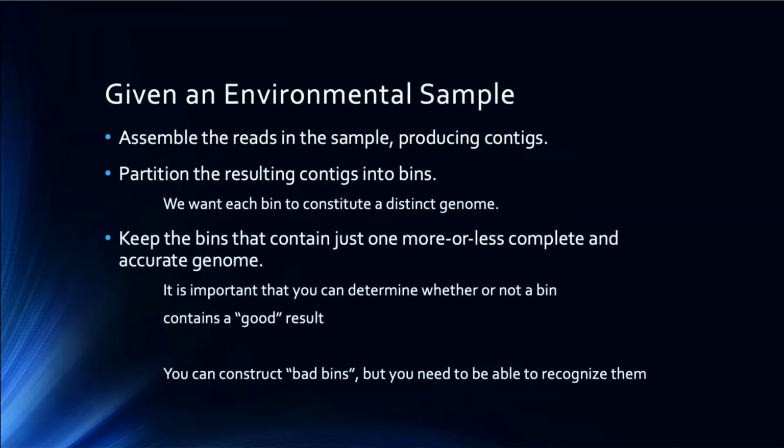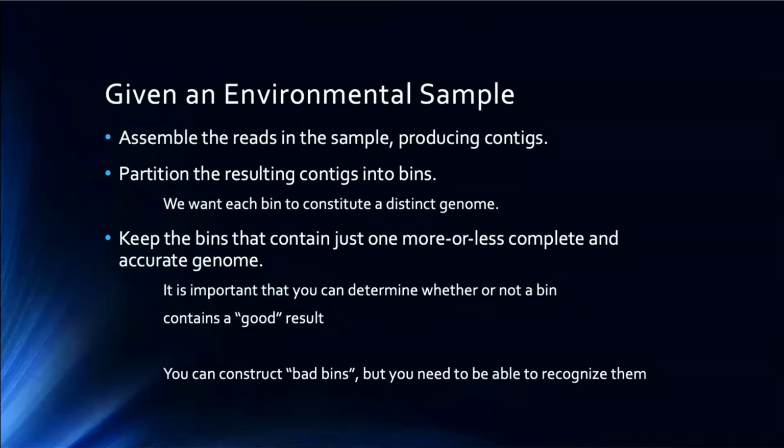Given one of these samples, this is the pipeline that we're going to go through. We'll start out by assembling the reads. And for this, we use one of the standard assemblers. We use Metaspades or MegaHit. We partition the results into bins, where each bin is going to describe a distinct genome. We do an analysis of these bins so that we keep just the ones that have genomes that are fairly complete, not too contaminated, and thus fairly accurately represent what might be a new genome.